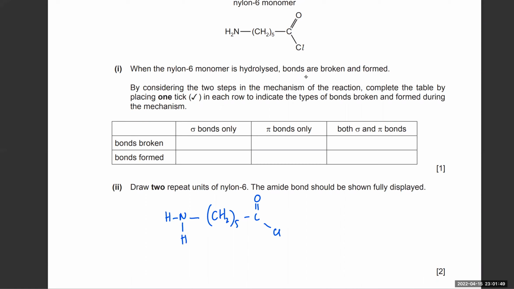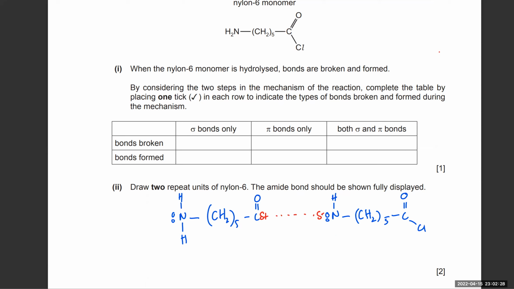Let me draw the NH2 in this way. Then there's going to be another one, which is exactly the same: draw two repeat units, (CH2)5 and C=O and Cl, and NH2. Now what's going to happen is amides are formed because this carbon is very positive and this lone pair is very negative, so they're going to get attracted to each other. And the H and Cl will get knocked out.